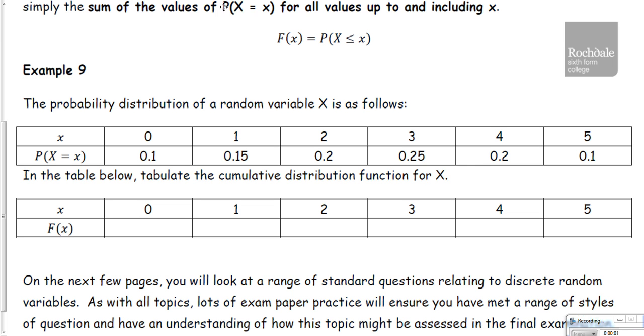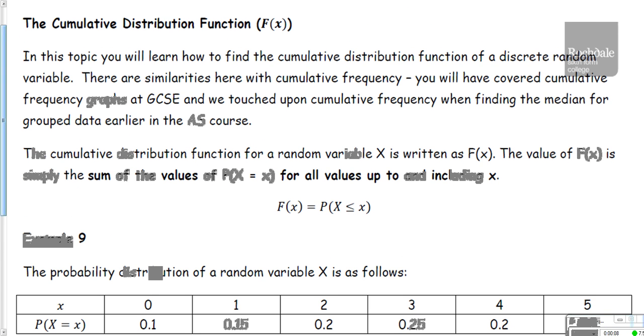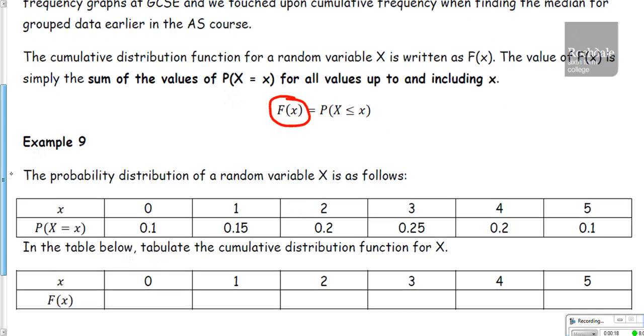S1, discrete random variables, example 9. Example 9 is about something called a cumulative distribution function, and we denote this capital F. Cumulative means add it up as you go along. So we're going to add up the probabilities as we go along.